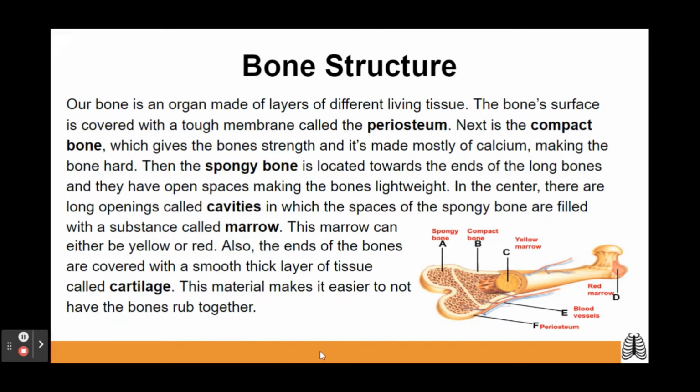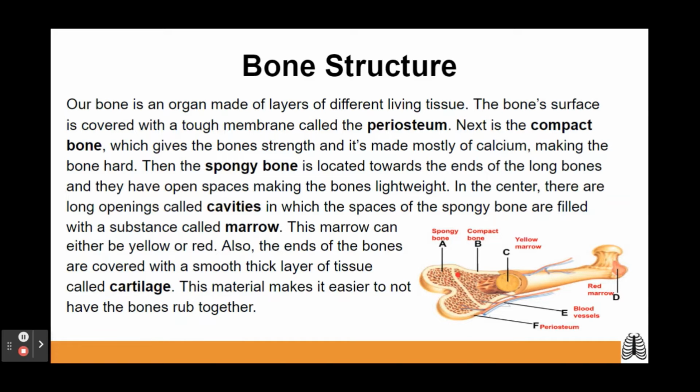Okay, now we have bone structure. Our bone is an organ made of layers of different living tissue. The bone's surface is covered with a tough membrane called the periosteum. Next is the compact bone, which gives the bone strength and is made mostly of calcium, making the bone really hard. Then we have the spongy bone, which is located towards the end of the bones and has open spaces that make the bones lightweight. That's why our bones are not super heavy.